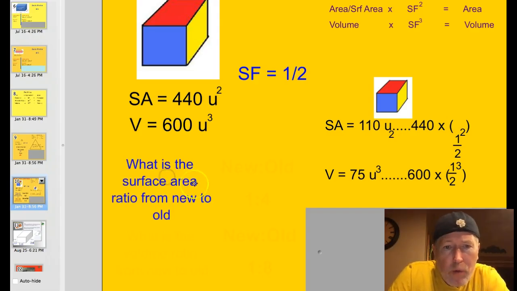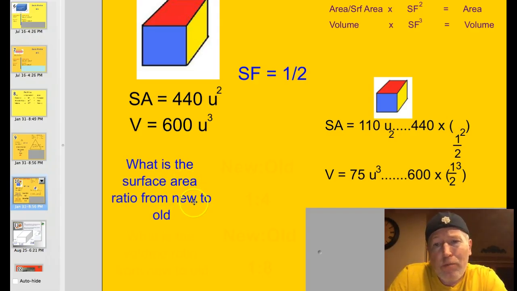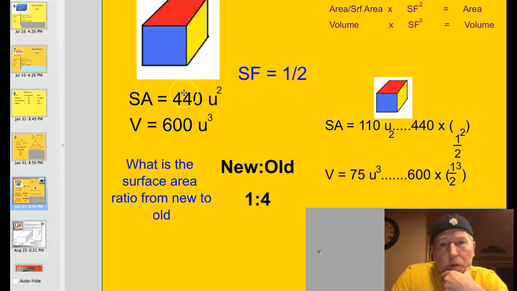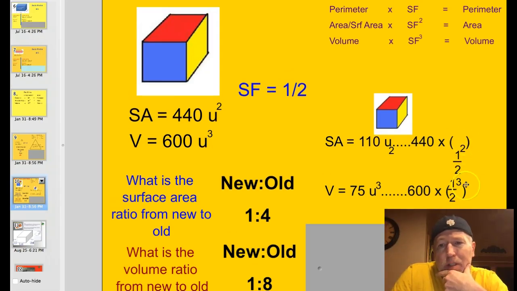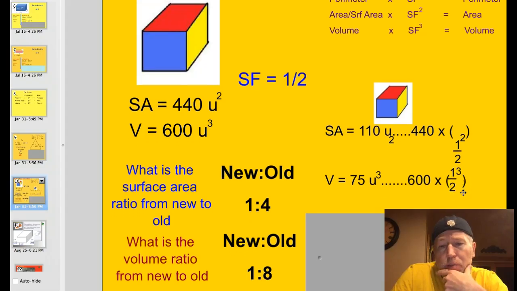All right. What about the ratios? What is the surface area ratio from the new to the old? Okay, let's think about the surface area. Well, this was 110 to 440. I could simplify that and say that that's 1 to 4. What about this? What is the volume ratio from the new to the old? Well, again, that's the scale factor cubed, or 1 to 8. So here it was 1 to 4, the scale factor squared. Here the volume was the scale factor cubed.